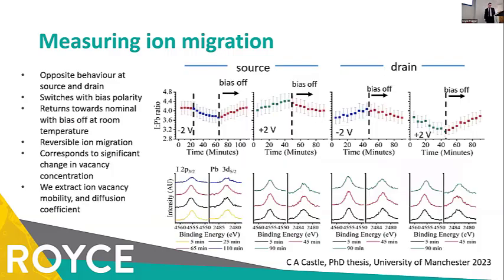So what you're looking at here, you've got source and drain, and hopefully you can easily see, there's a lot of information here, that there's opposite behavior at the source and the drain. So we're tracking the iodine to lead ratio here. As a negative bias is applied, that drops. And then as it's turned off, it returns back. So we're seeing that as the polarity is switched, it switches the direction. It does return back to nominal at room temperature. So this is reversible ion migration that we're measuring. It corresponds to a significant change in the vacancy concentration, and we've then used that to extract the ion vacancy mobility and the diffusion coefficient.